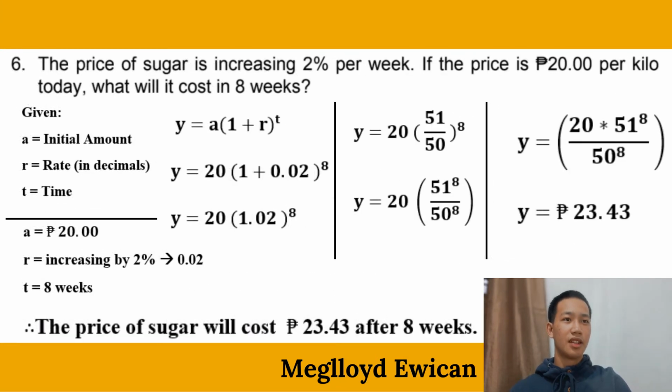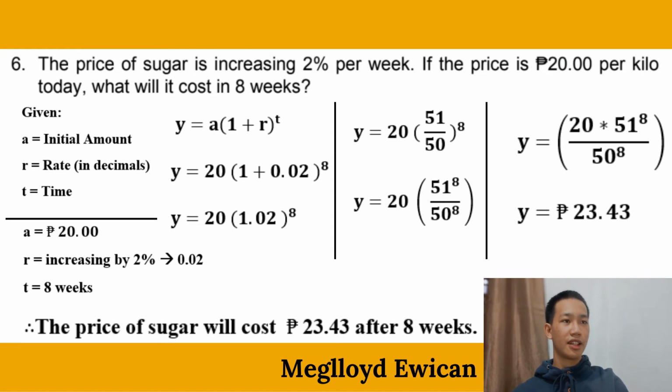Number 6. In this given problem, we are tasked to find the cost of sugar in 8 weeks, which price is increasing 2% per week. All we have to do is identify the given values. So we have A for initial amount, which is 20 pesos, R for rate, which is 2% or 0.02 in decimal form, and T for time, which is 8 weeks. We can clearly see that this problem involves exponential growth because of the word increasing.